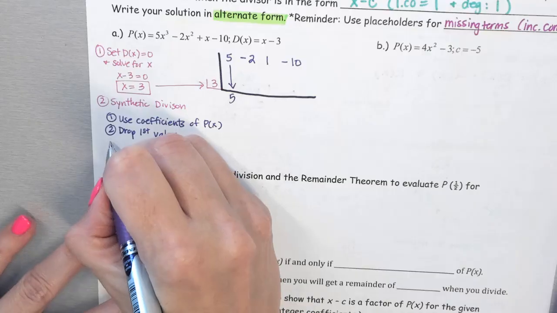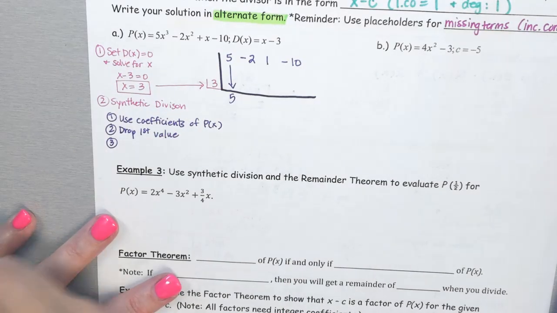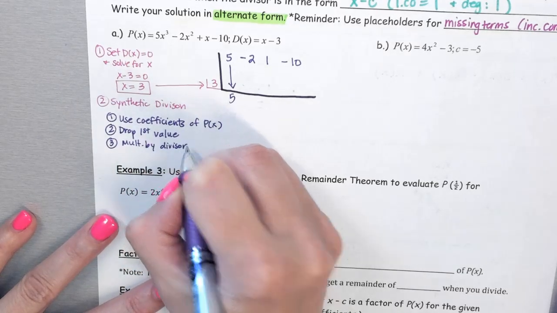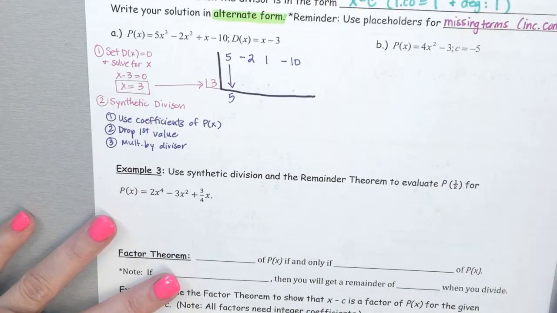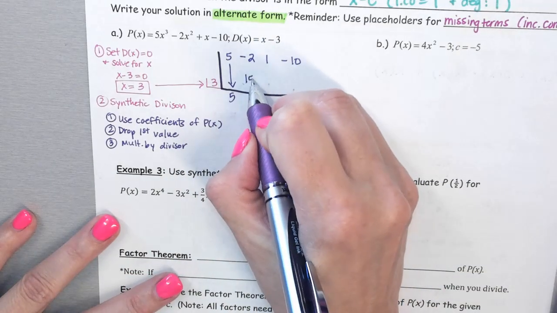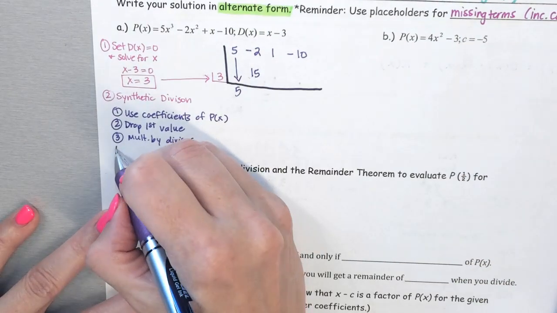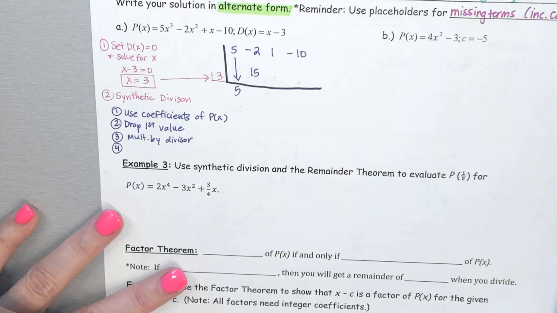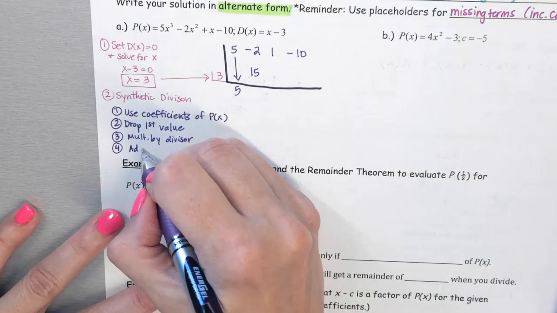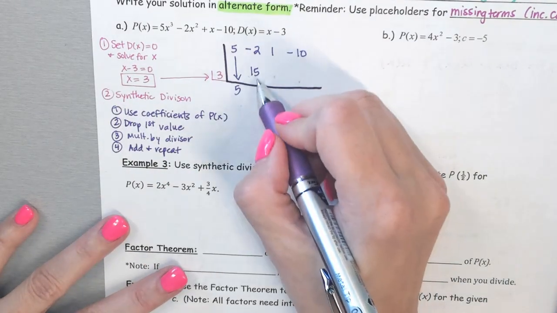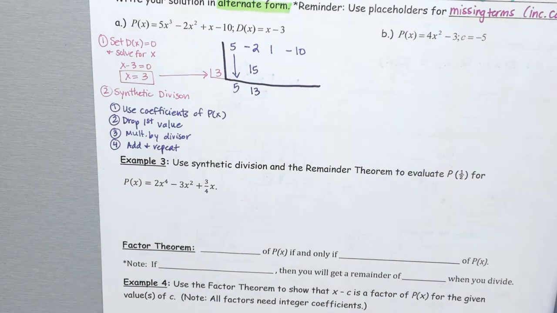Do you guys remember what you do with the 5? Yep. So you multiply it by the divisor. So you multiply it by 3. Once you multiply it by the divisor, you put the answer in the next column. So 5 times 3 is 15. And then what do you do with these 2 numbers? What do you do with negative 2 and 15? Add them. Add and repeat. Okay, so negative 2 plus 15 is 13. Now I repeat myself.